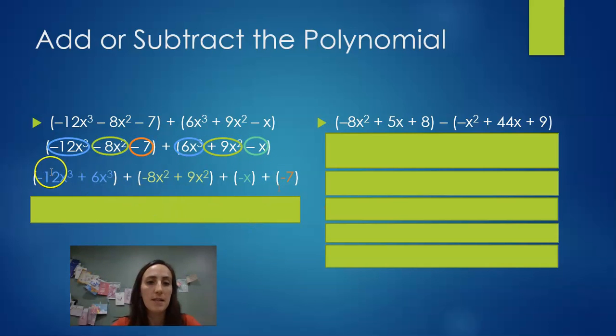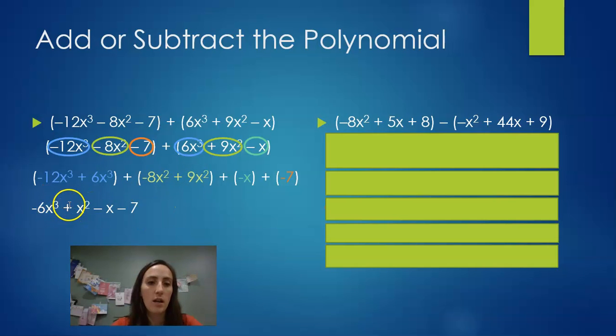So my last step is now adding together my like terms. Negative 12 plus 6 is going to leave me with a negative 6. I leave the x cubed on the end. Negative 8 plus 9 is going to leave me with a positive 1. I do not have to write the 1, but I leave my x squared on the end. I bring down my negative x. I bring down my negative 7 for a final answer of negative 6x cubed plus x squared minus x minus 7.